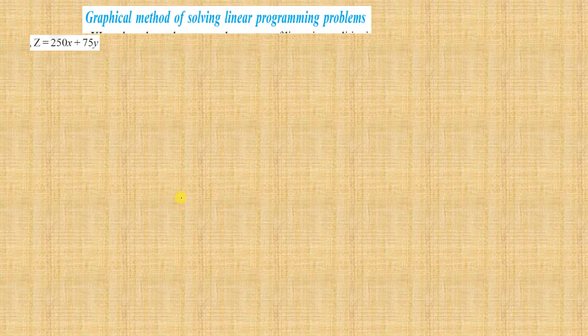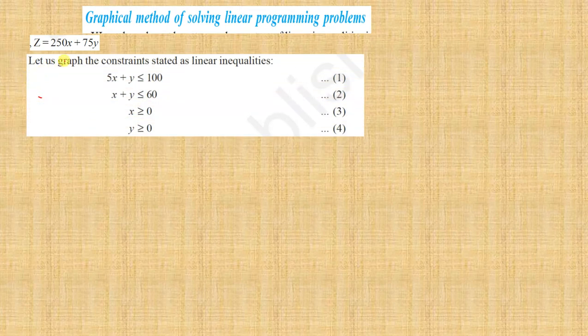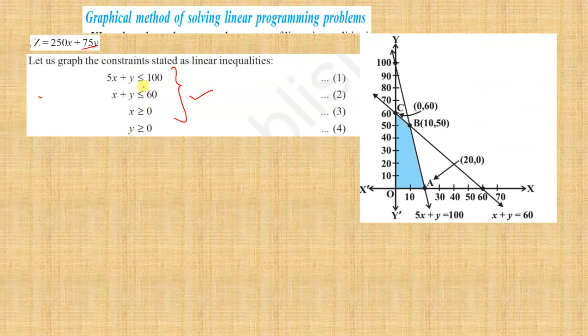Now, how to find the solution of such problems graphically? So, let us take the same problem here. The objective function is z equal to 250x plus 75y, and these are the constraints which we have taken. When we draw the graph of inequalities, put y equal to 0; you will get x equal to 25 in the first equation.